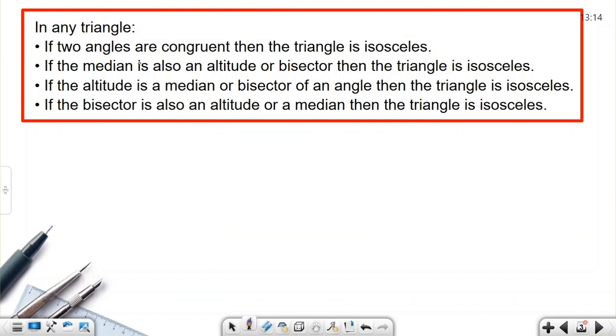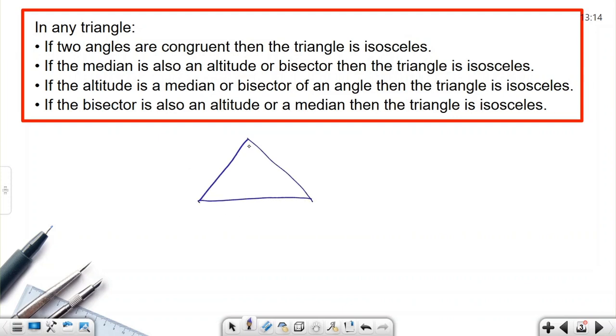In any triangle, if you don't know it's an isosceles triangle, if it's not given, if two angles are congruent, then the triangle is isosceles. Let's draw a triangle. I say that this angle is congruent with this one. So I can say that's an isosceles triangle, and these are the congruent sides. We don't know it's an isosceles, but if the base angles are given, I can say that's an isosceles triangle. This is first. Let's continue with another one.